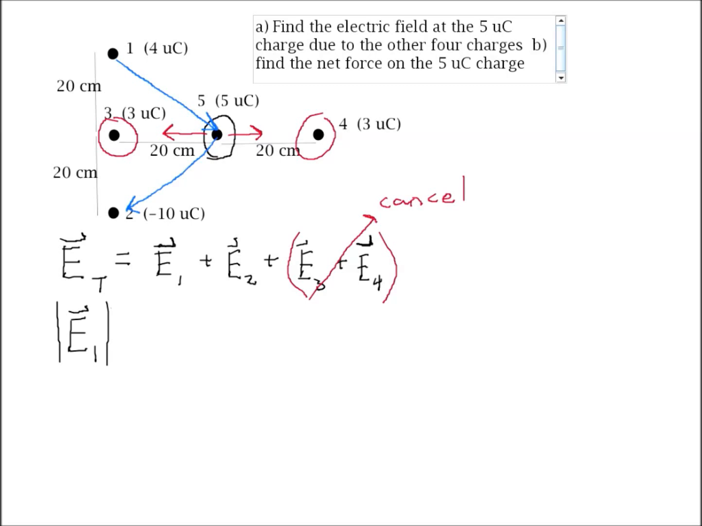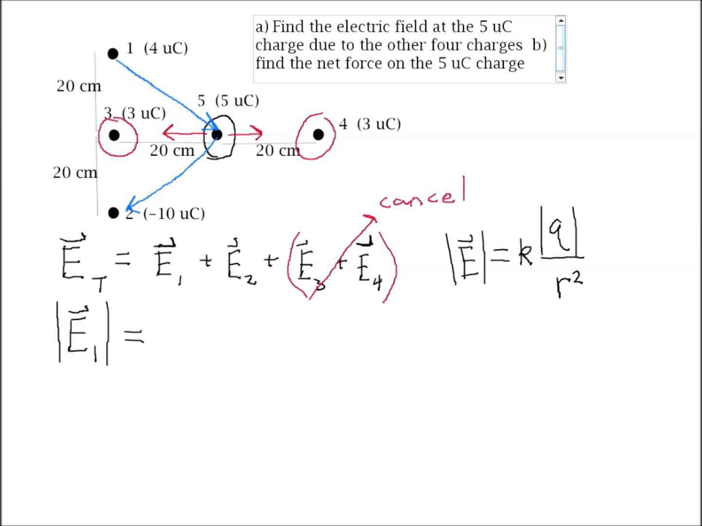Now, in general, the magnitude of an electric field due to a point charge is equal to K times Q over R squared, where K is Coulomb's constant, Q is the magnitude of that point charge, and R is the distance between the point charge and the point where you're trying to find the electric field. So we can use that to find the electric field at the 5 microcoulomb charge due to charge number 1, the 4 microcoulomb charge up top.